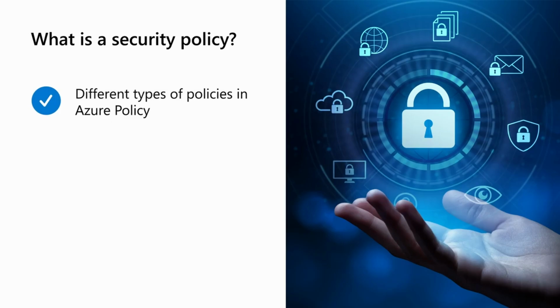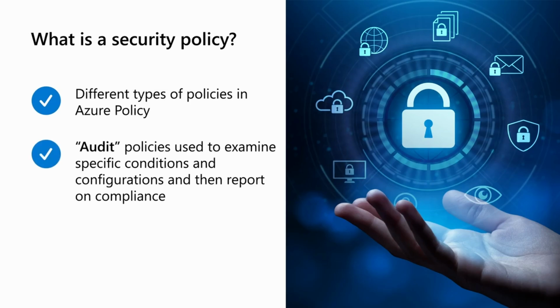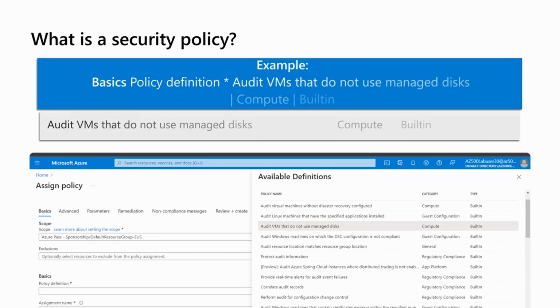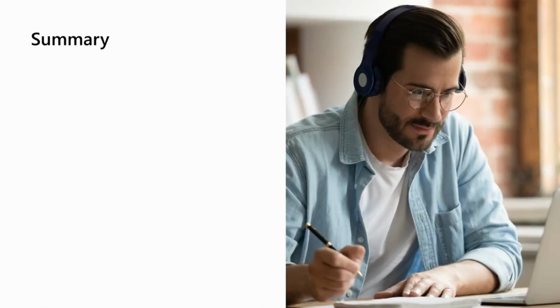In Azure Policy, you'll come across different types of policies. When it comes to Defender for Cloud, it primarily relies on audit policies. These policies are designed to examine specific conditions and configurations, providing compliance reports based on the findings. On the other hand, there are enforce policies that serve a different purpose. They allow you to enforce security settings, ensuring that the desired security measures are applied. So, depending on your needs, you have the option to leverage either audit policies for assessment or enforce policies for enforcing security settings.